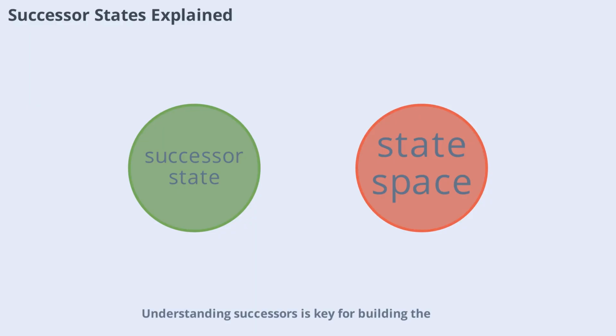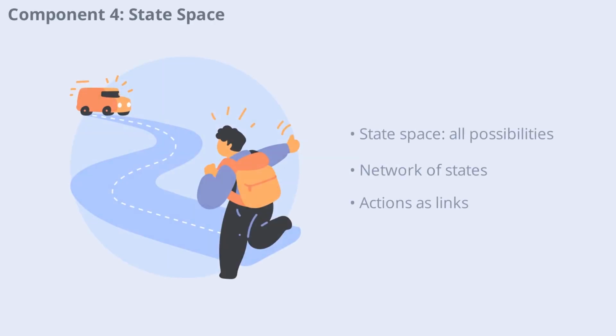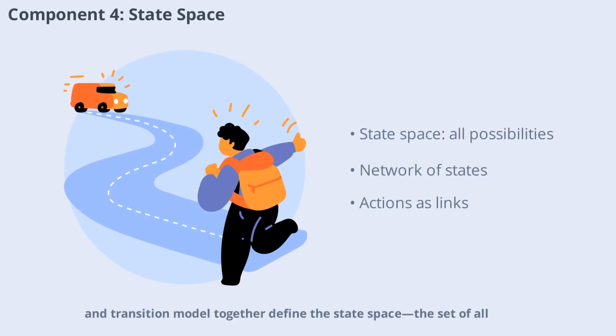Understanding successors is key for building the state space and planning the agent's path. The initial state, actions, and transition model together define the state space, the set of all states reachable from the initial state by any sequence of actions. This state space forms a network or graph with states as nodes and actions as links.